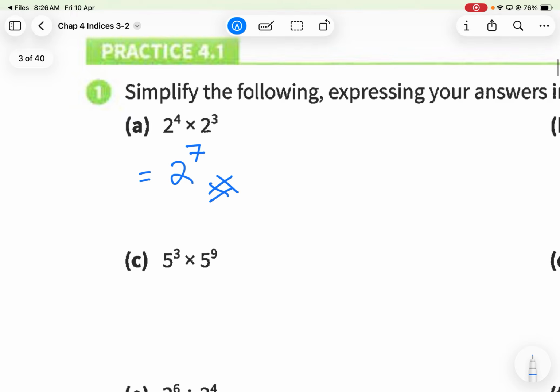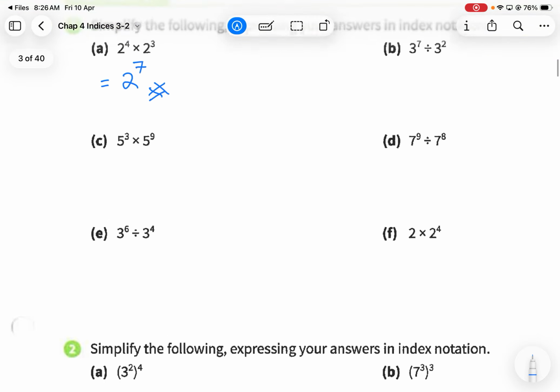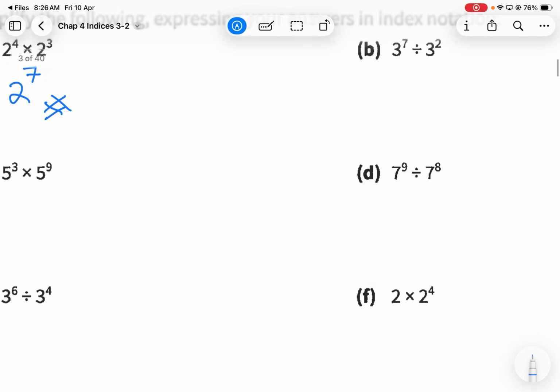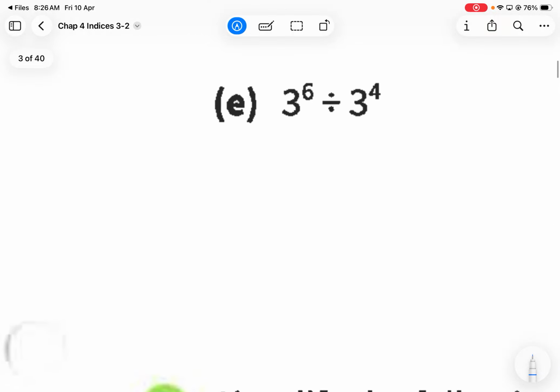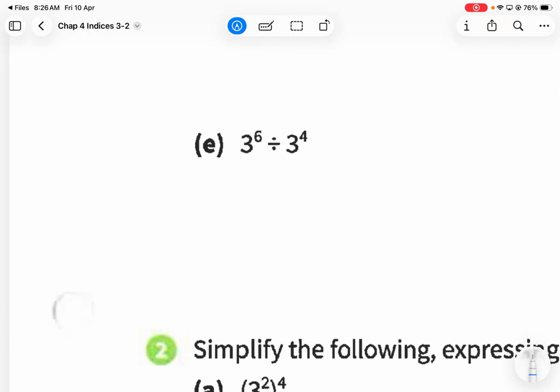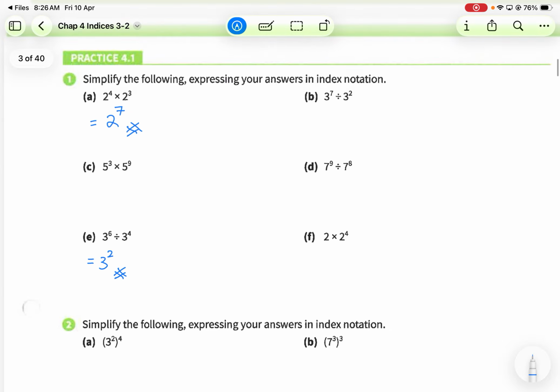Okay? For part E, 3 to the power of 6 divided by 3 to the power of 4. So they just want me to write down, it will end up with 3 to the power of 2. Okay? So very simple, this first part. Try. Complete B, C, D, F. You did 2 months ago. Wow, very good.